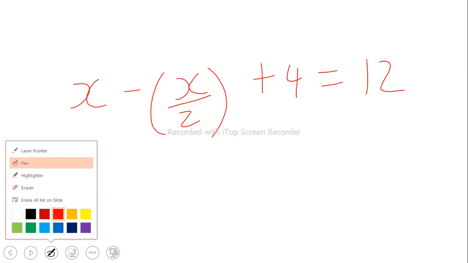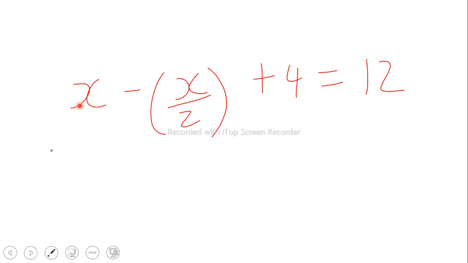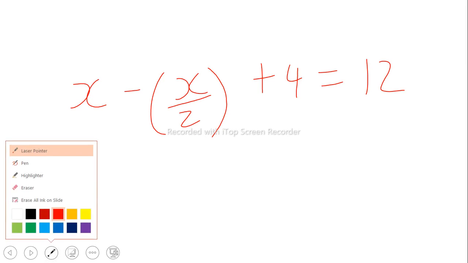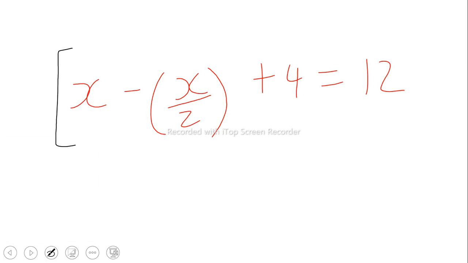All right, let me explain what I mean. She had X in the beginning. She gave away half of that. She added 4. She has 12 left. Let me say it again. She had X. She gave away half. She added 4. Then she has 12 left over. So I was right. No, we're not done. We just put the algebraic equation together.